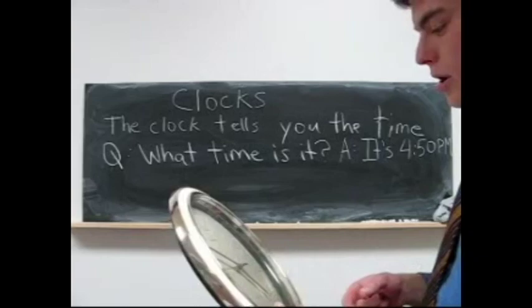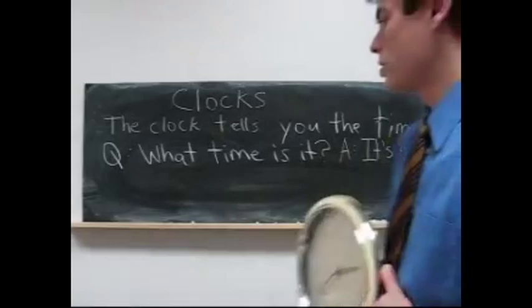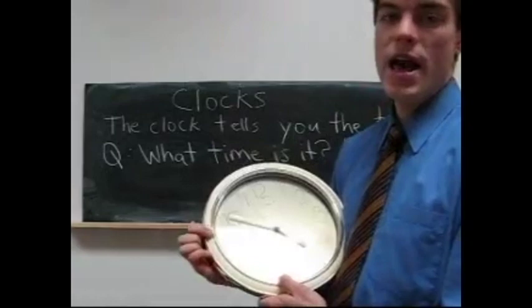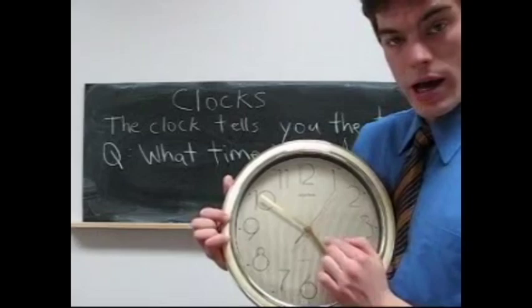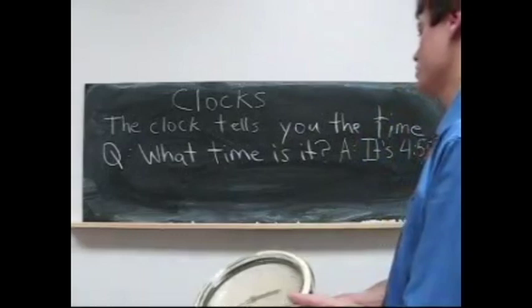So we have this type of clock, which is a mechanical clock or a two hand clock. One hand, two hand. So this is the hour hand and this is the minute hand. The hour hand and the minute hand. So let me erase this.